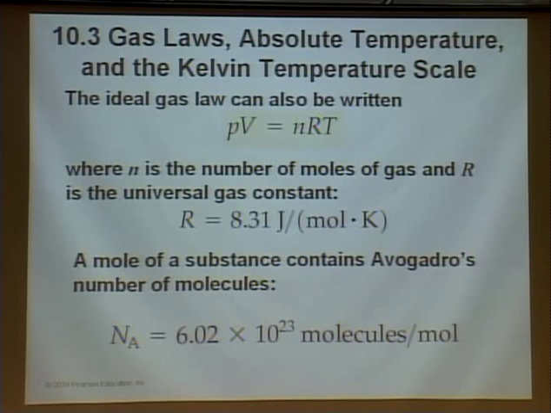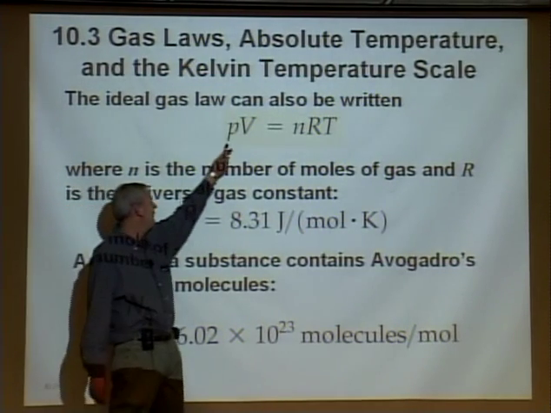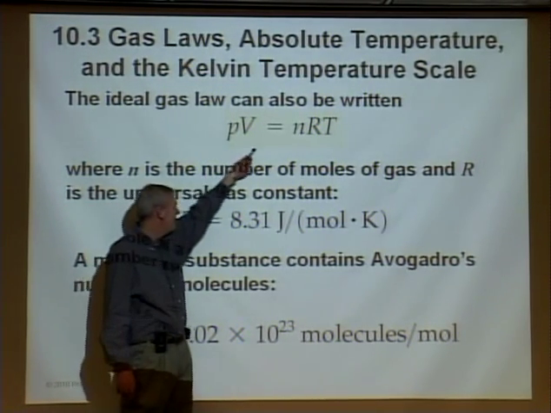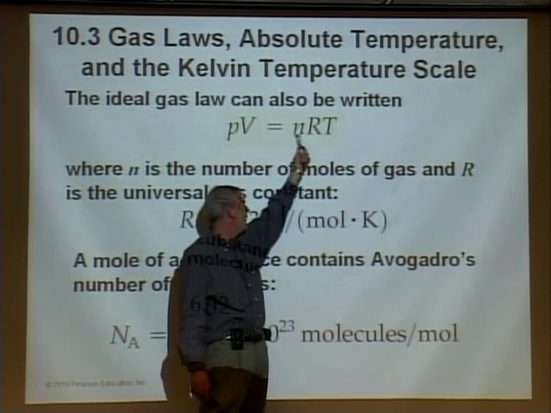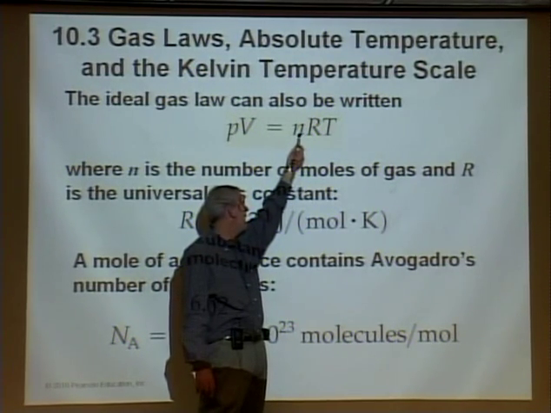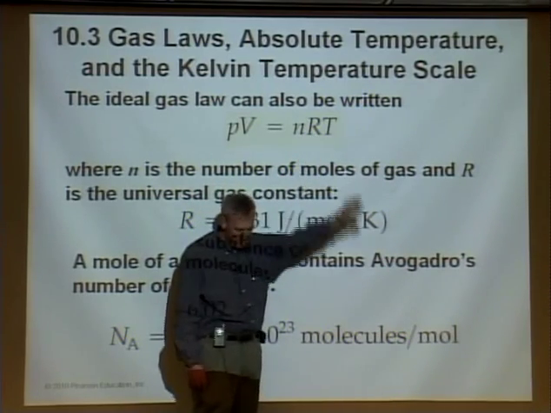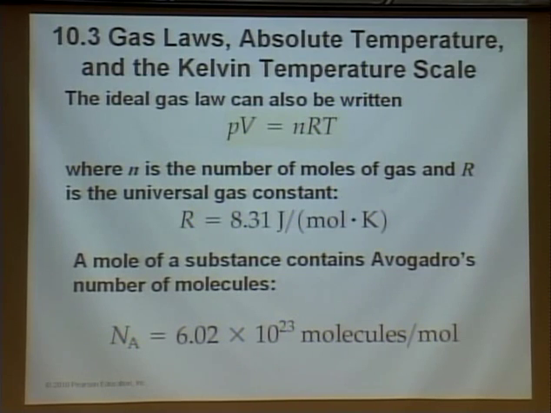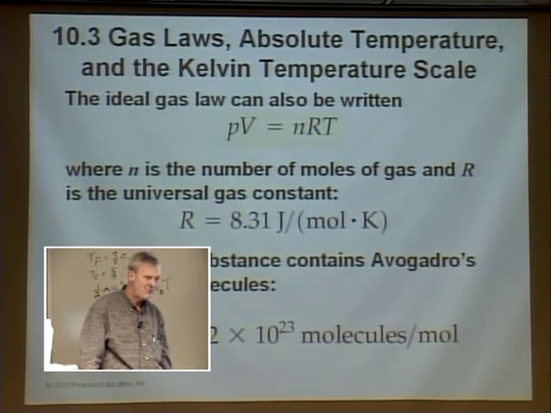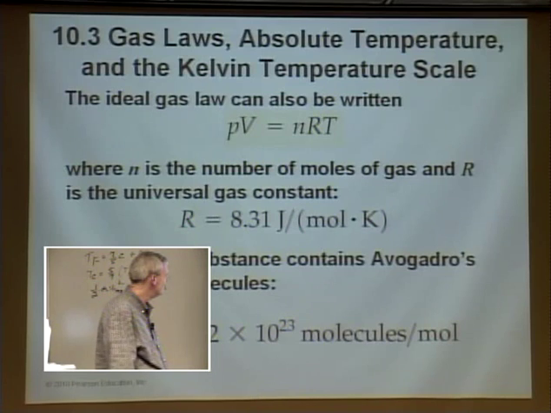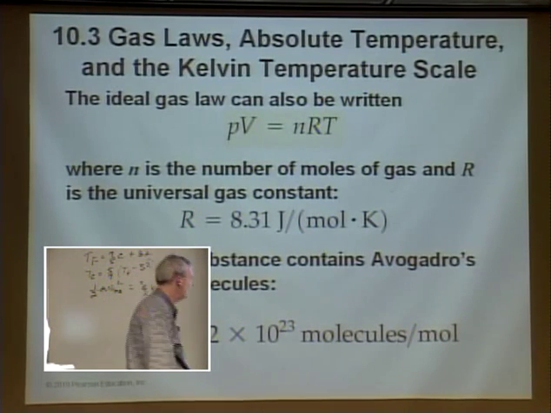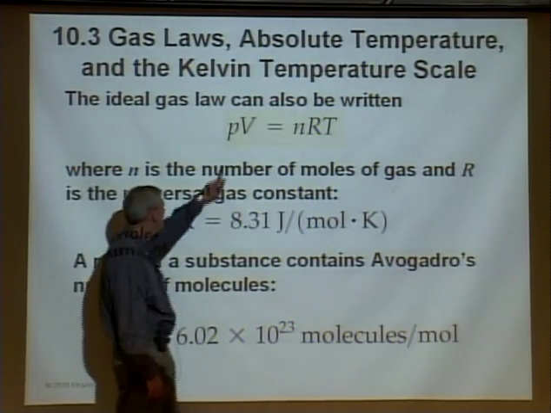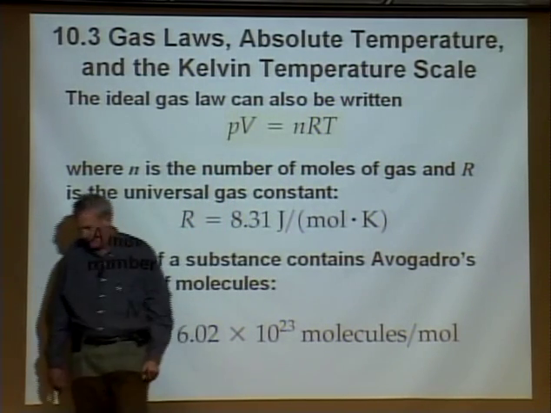Because one of the problems that you run into if you don't use Kelvins: what if we're trying to find what the volume is? We know the pressure, we know N, we know R because that's a constant, and they say T is zero centigrade. It means I have no volume. Can't do that. All right? So we use Kelvins.